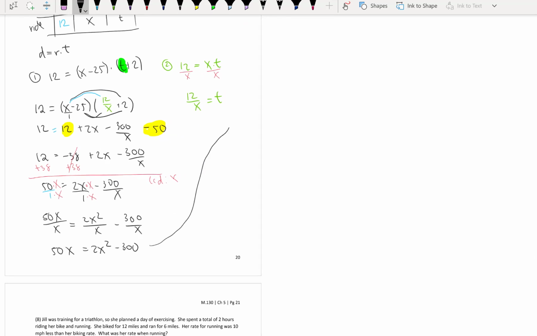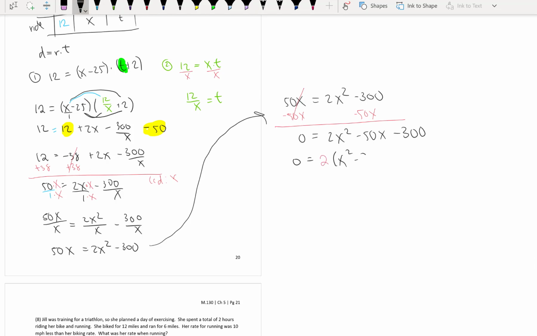So I'm going to give myself more room and rewrite this. So I have 50x is equal to 2x squared minus 300. So now what I'm going to do is subtract 50x from both sides. So I can get that 0 is equal to 2x squared minus 50x minus 300. So here, once I factor, my GCF would be a 2. So I'm left with x squared minus 25x, and 300 divided by 2 is 150.